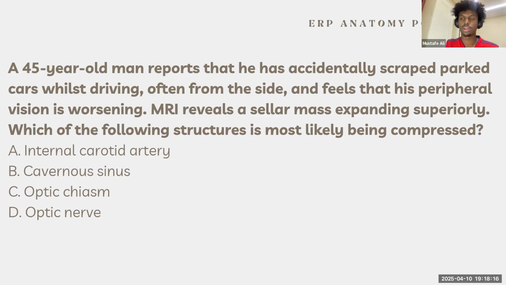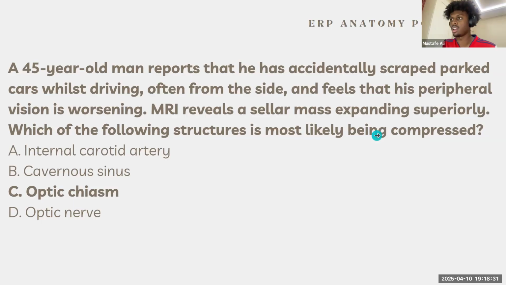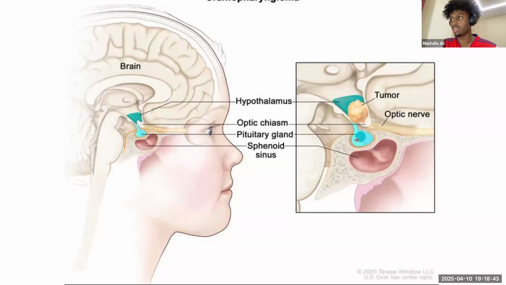The answer is C, the optic chiasm. Now, the optic chiasm is the structure right here. It lies on top of the pituitary gland. And in cases of a pituitary tumor, it could lead to compression of this optic chiasm. Now, in the question, it said that there is a cellular mass expanding superiorly. A cellular mass is probably a pituitary tumor because it lies in the sella turcica and it expands superiorly. As we can see here, the optic chiasm is actually on top of the pituitary gland. So a tumor that expands superiorly would most likely affect it.